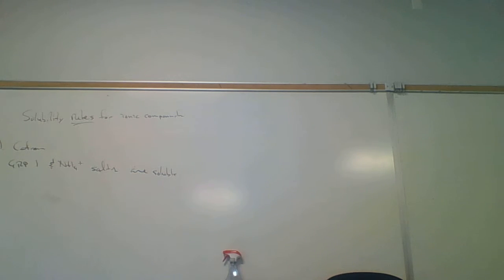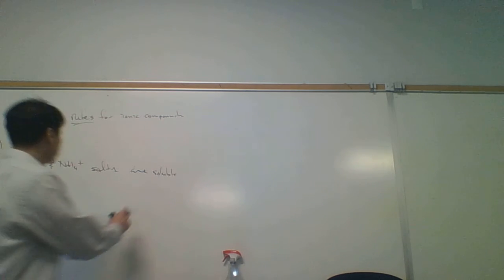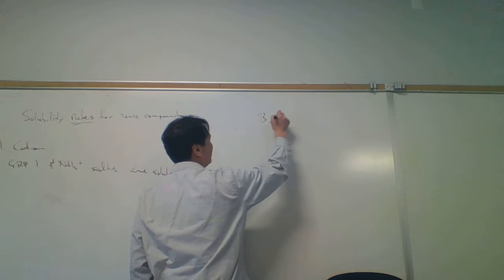Like sodium chloride. Sodium is group 1. Sodium chloride is soluble. Ammonium acetate is soluble. Silver chloride is different. Is silver group 1? No, silver is not group 1. It's not ammonium. So first you look at the cation, and then you look at the anion.